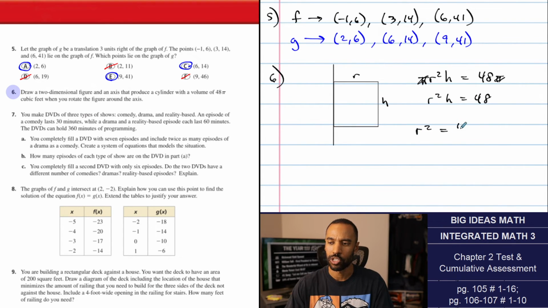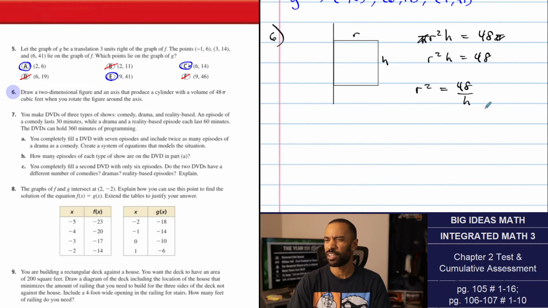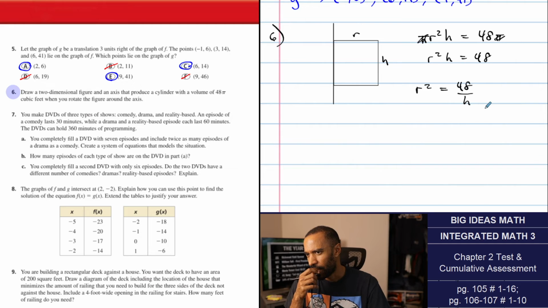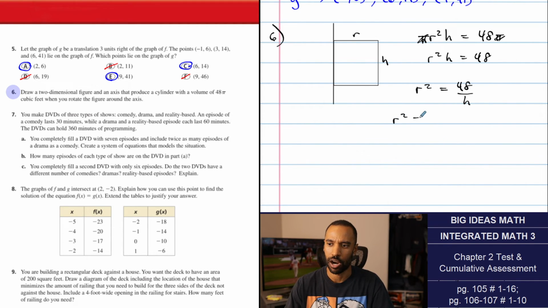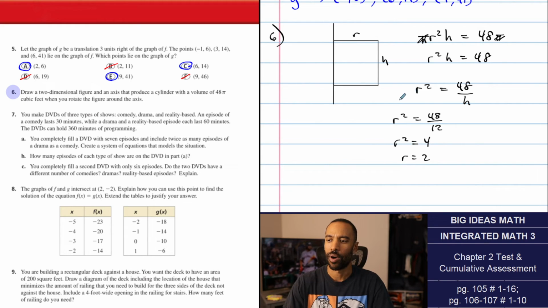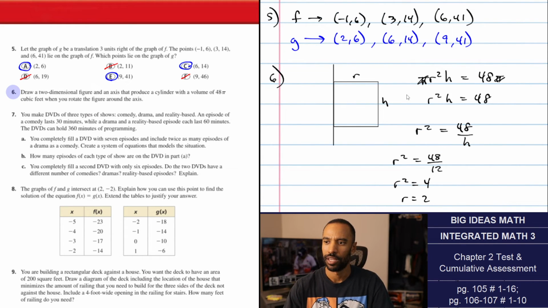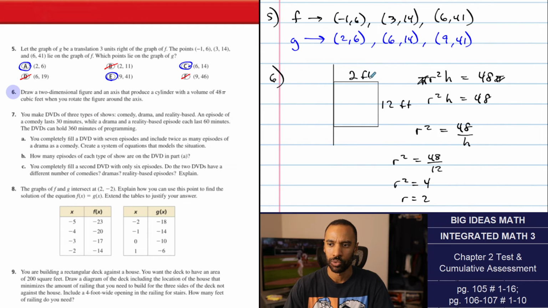Let's see. If r squared is 48 over h, let's get a perfect square out of that if I could. 4 is a perfect square. Okay, we can divide by 12. So if I said r squared is 48 over 12, then r squared is 4, therefore r is 2. So I could do a height of 12. This is open-ended. So I'm going to do a height of 12 feet, and a radius of 2 feet. So this would work here.